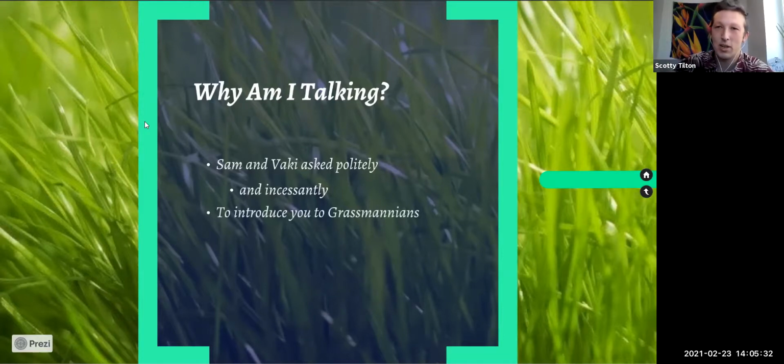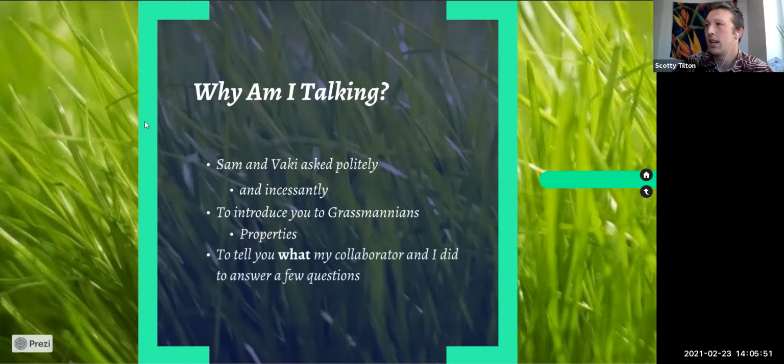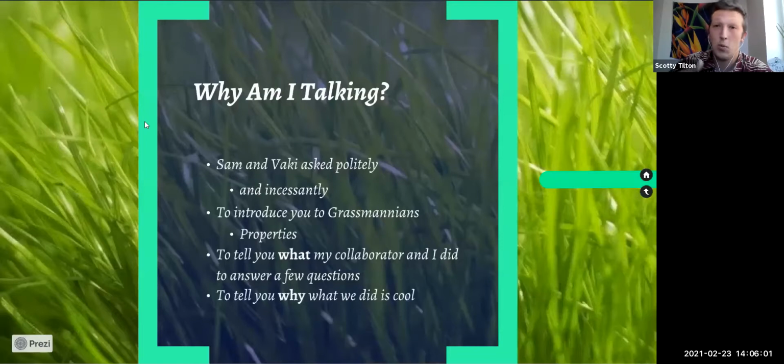But what I really want to do is introduce you guys to Grassmannians. Maybe you have already seen Grassmannians before, but I want to remind you of a couple of things about real Grassmannians. Show you some of their properties, like what's their topological structure, what's their CW structure, what type of space are they, that sort of stuff. And I want to tell you what my collaborator and I worked on for a while, and what questions we answered. And then I also want to tell you why what we did is really cool. So without further ado, I suppose we should get started.